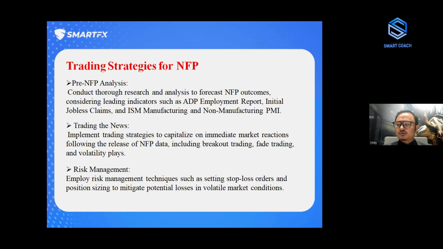Okay, in trading, we can't guarantee anything. We can have a high probability, but we can't guarantee. So by understanding all these leading indicators, you can actually have a good insight. You can comprehend that the market might go in this direction because of this report. So let me quickly cover all of this: what exactly the ADP employment report is, what initial jobless claims is, and what ISM manufacturing and non-manufacturing PMI is.